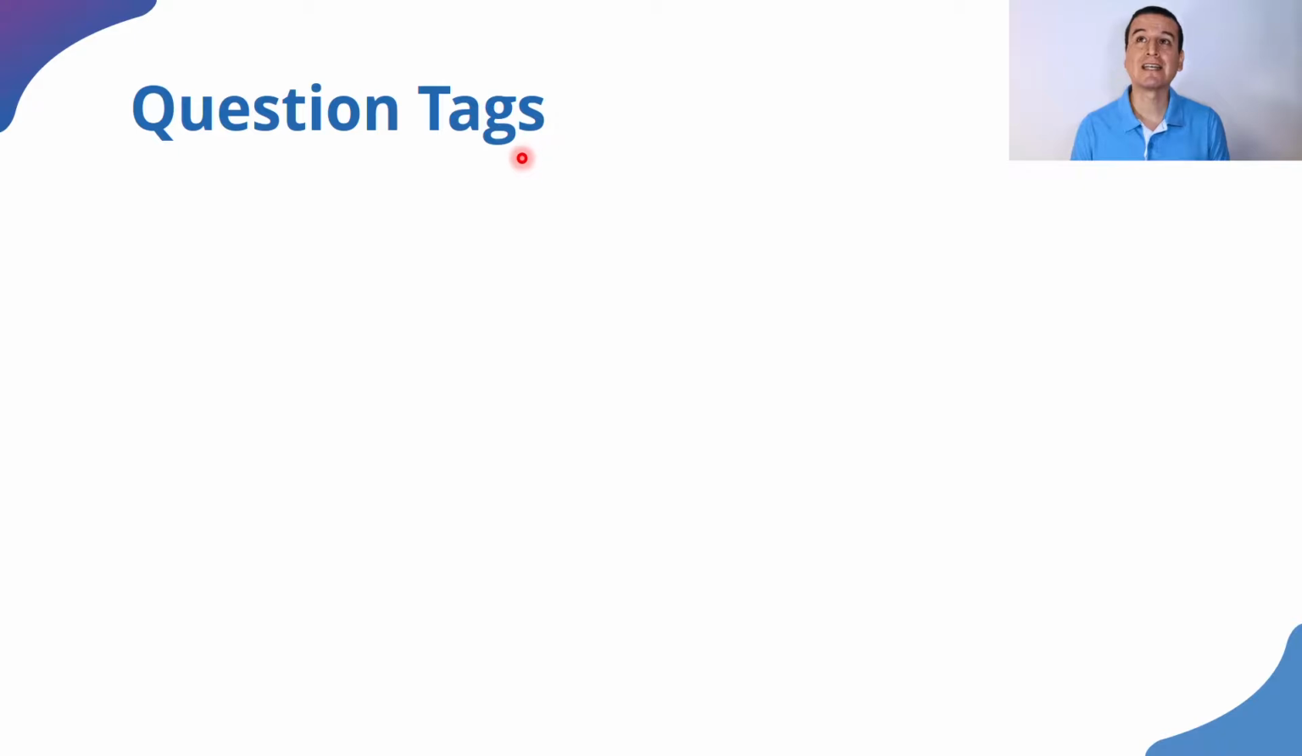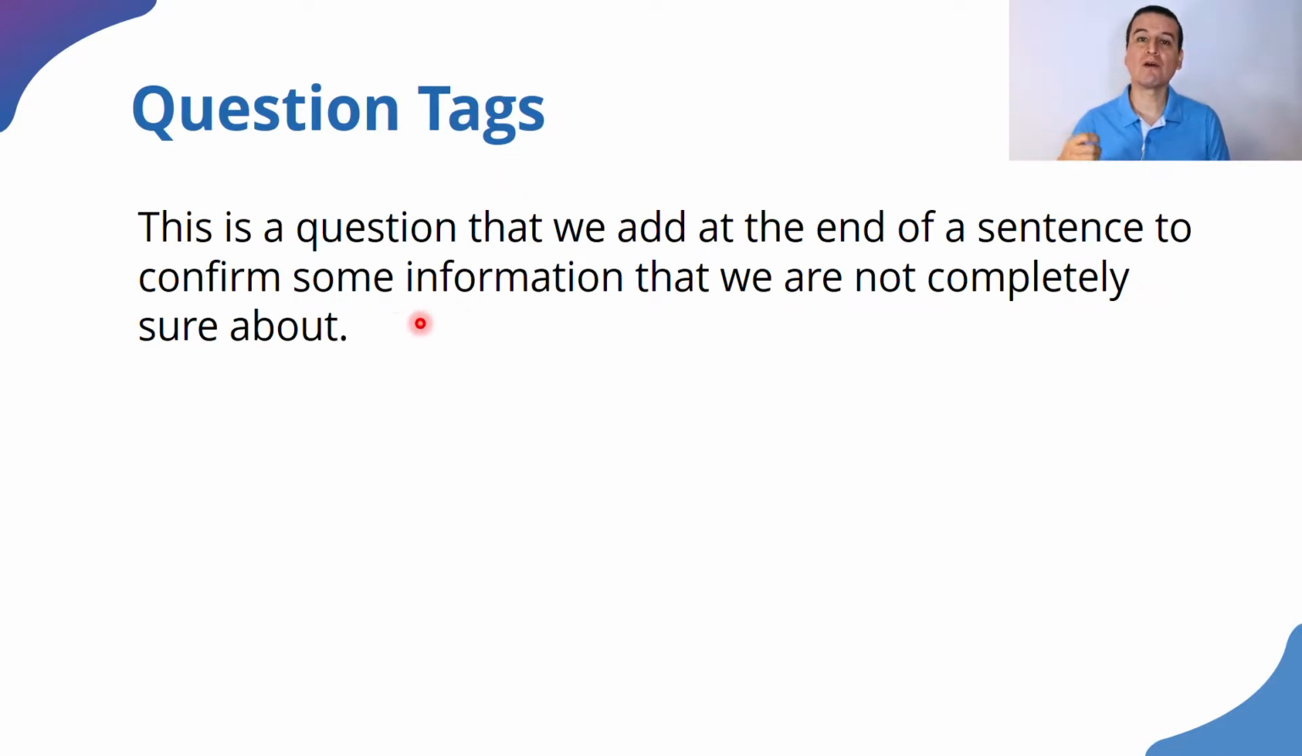A tag is that label that some articles of clothing may have that tell what they are, like a price tag, for example. They tell you how much they are. They give some information that is added to the article that is not completely essential, but it is added for convenience. So a question tag is one question that we add at the end of a sentence to confirm some information that we are not completely sure about.